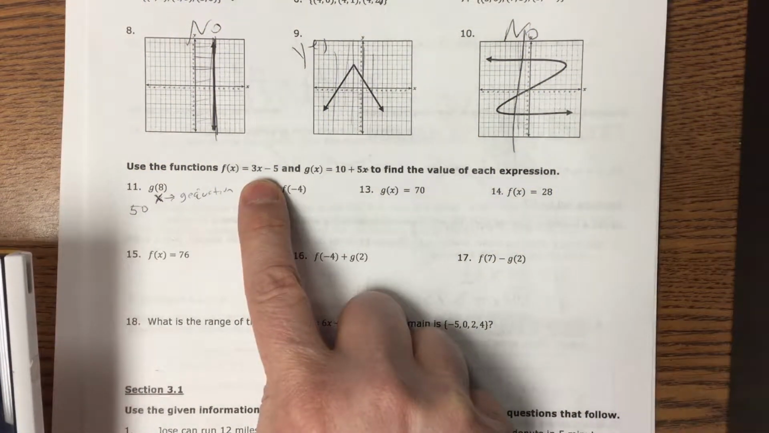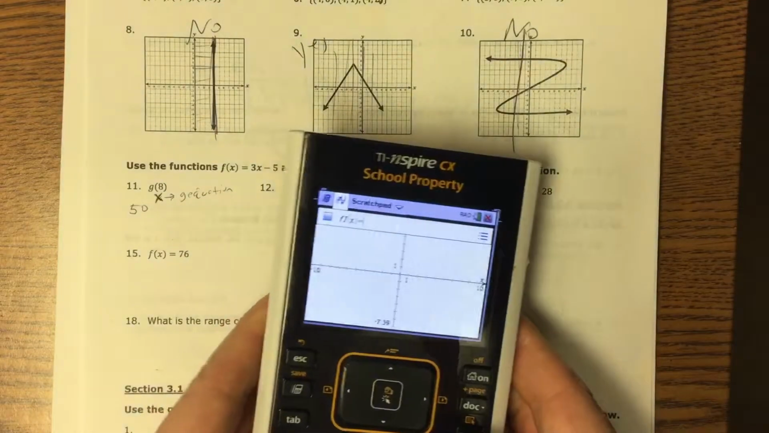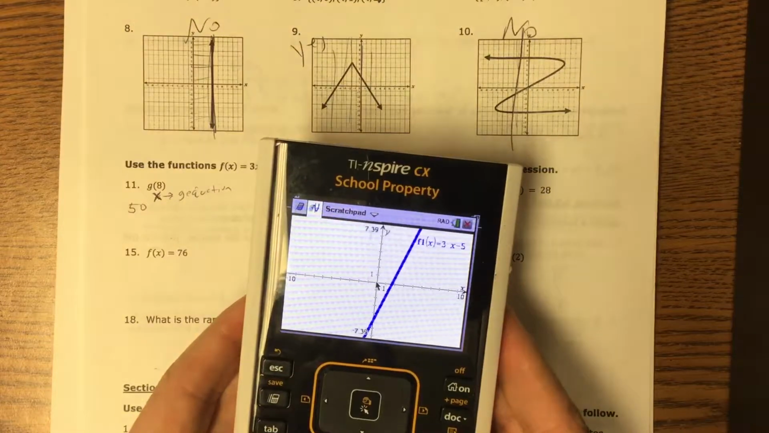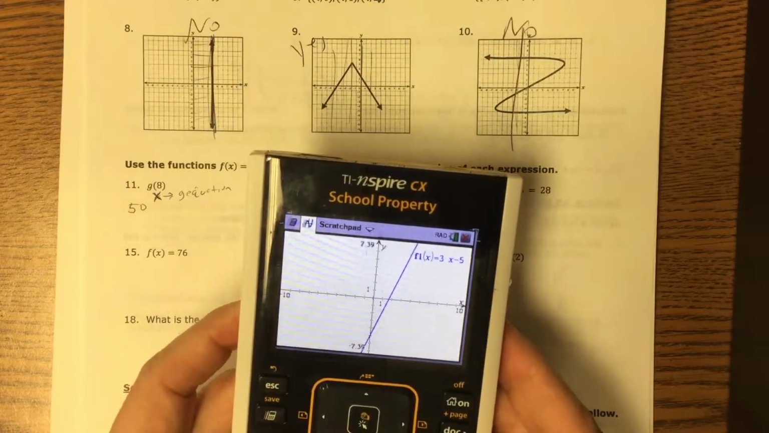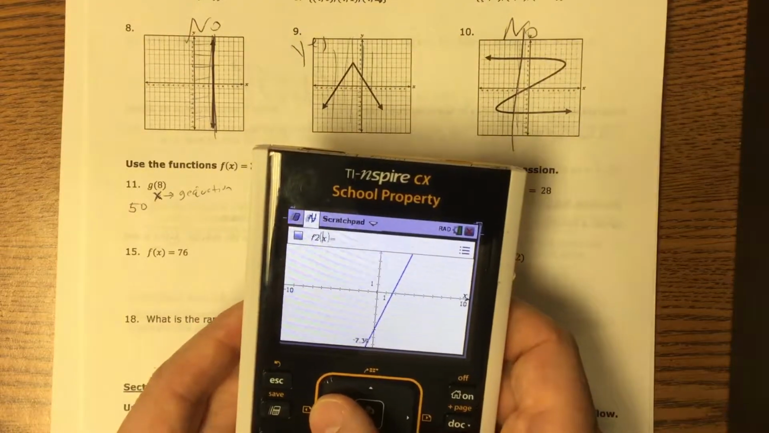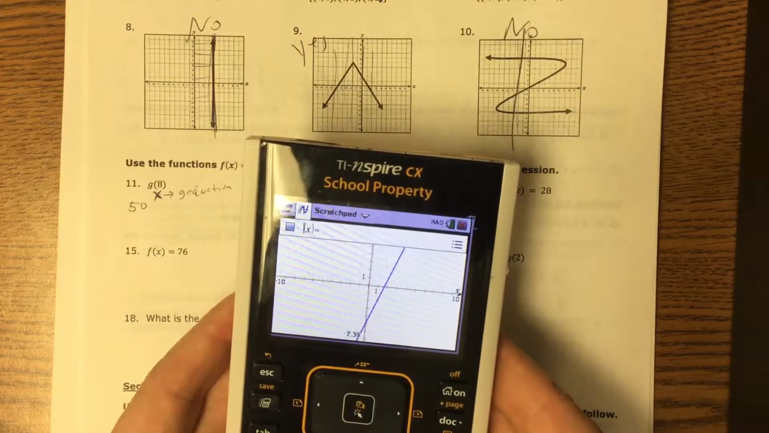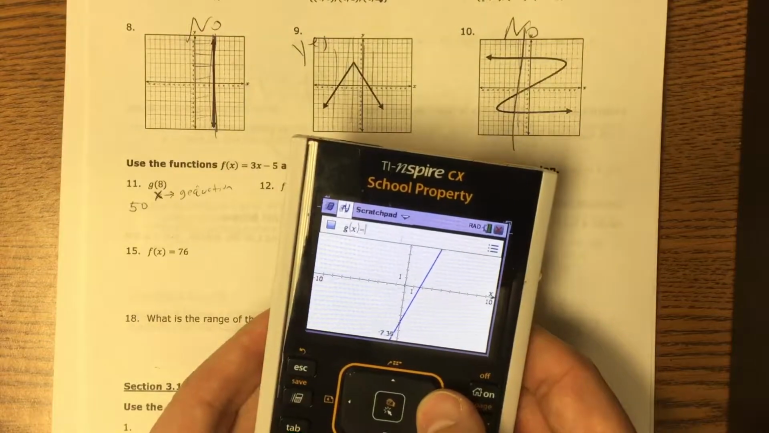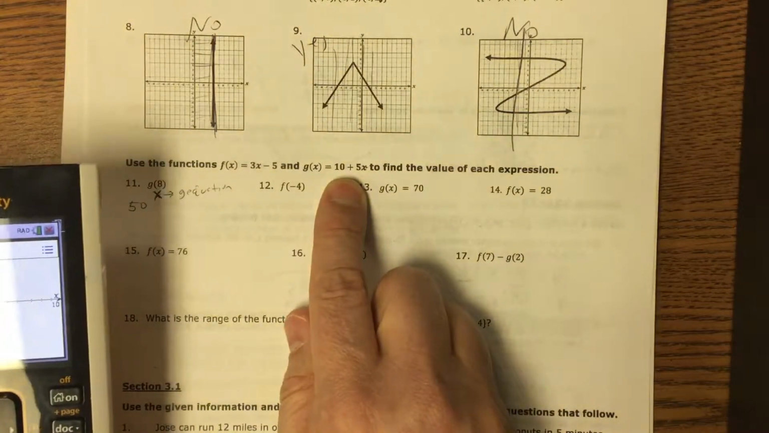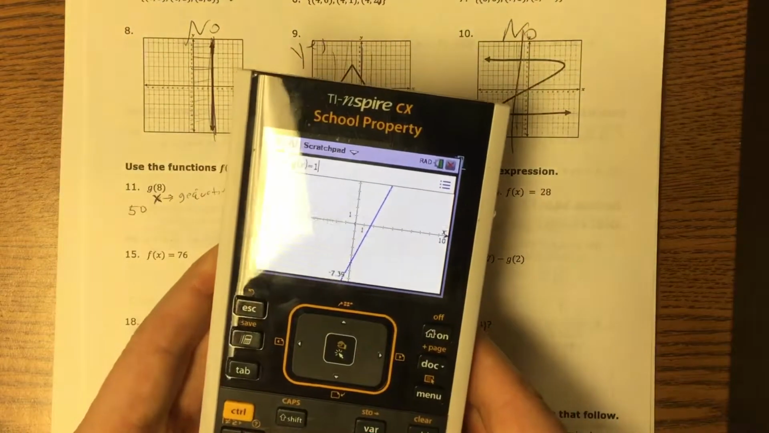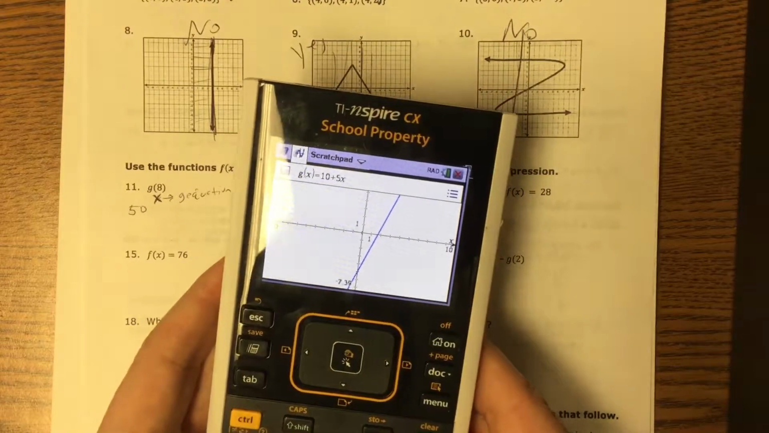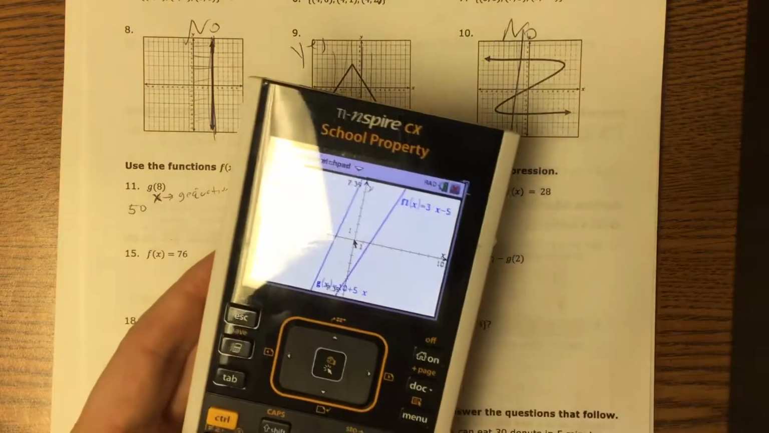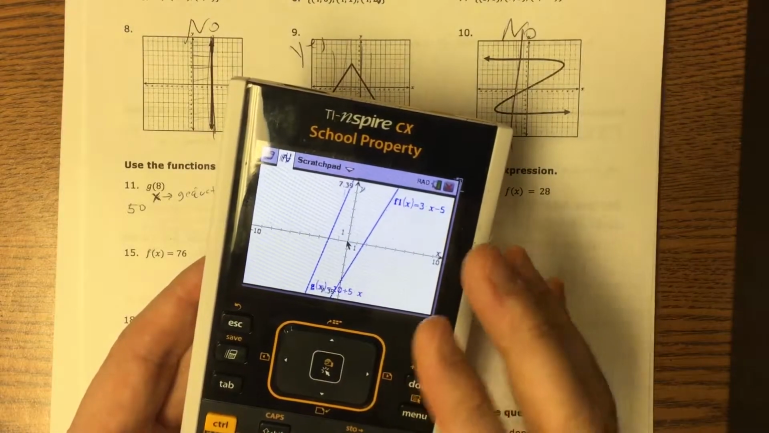In my graph screen, I type in both of these equations. F of x equals 3x minus 5. Okay, so f of x equals 3x minus 5. Enter. There's my line. Hit tab. Now I'm going to put in, instead of f2 of x, I'm going to change it to g of x equals 10 plus 5x. 10 plus 5x. Ready? There's my other line, okay? Now, keep that in there.